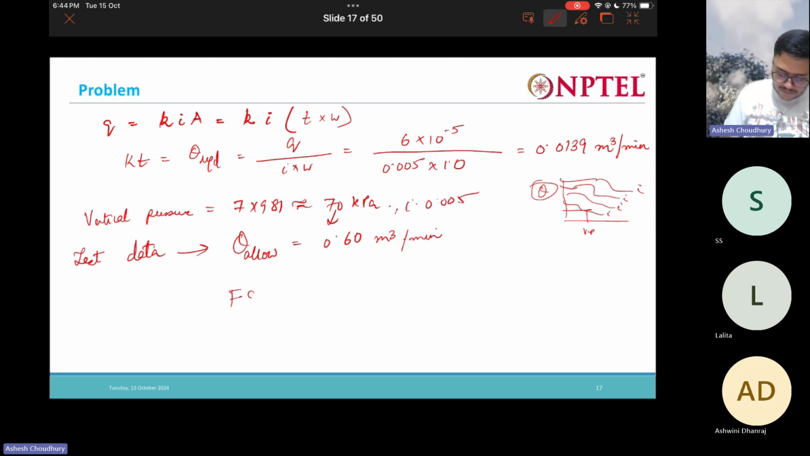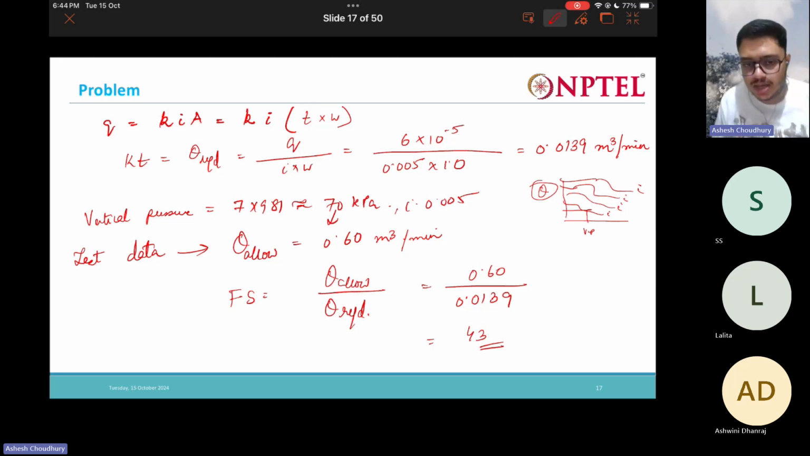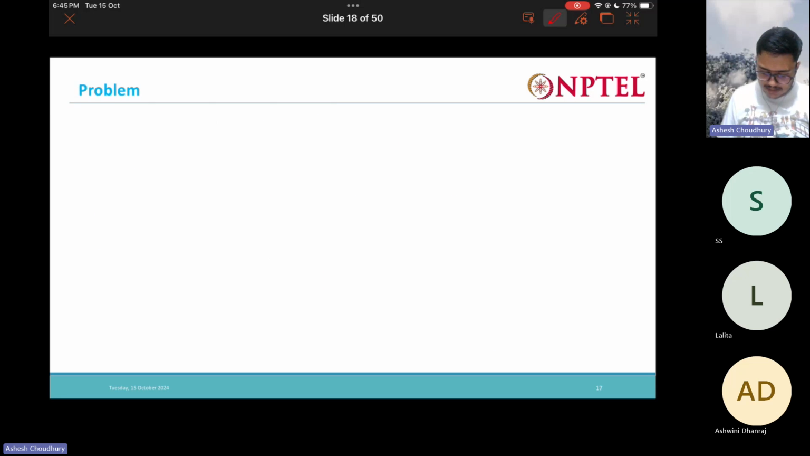Therefore, factor of safety is theta reliable over theta required. How much is it? 43. So we can safely use this particular geonet for this purpose. Okay, now let us see the next thing.